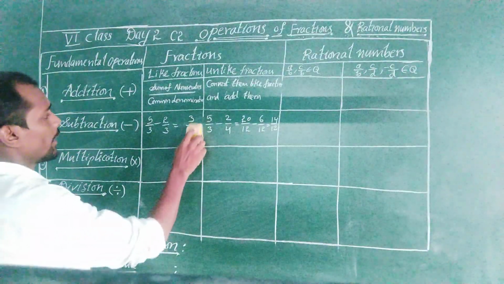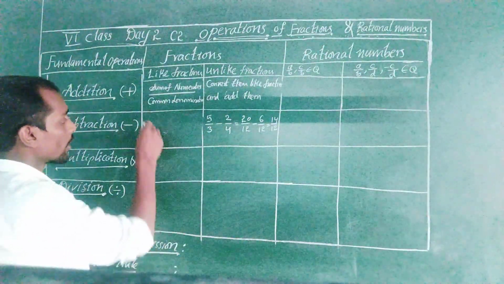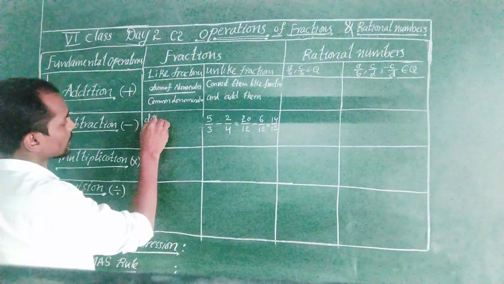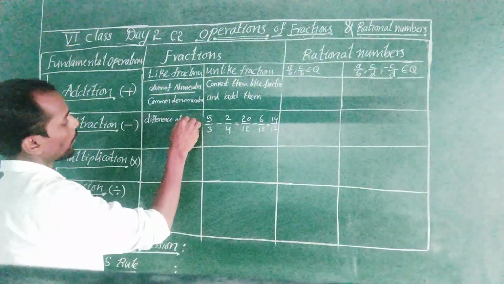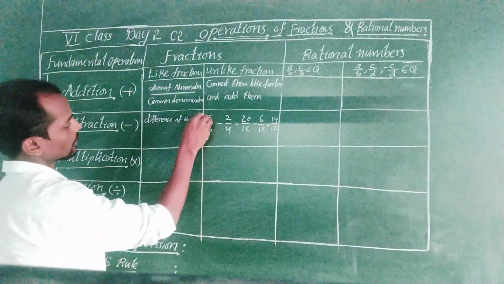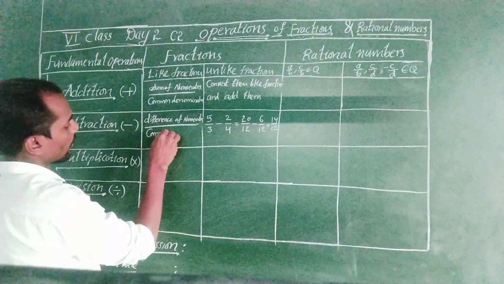Here, simple. Difference of numerators by common denominator.